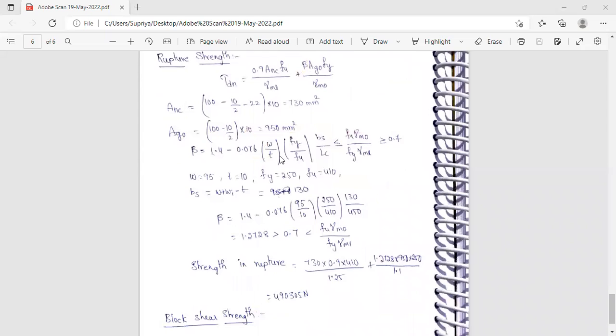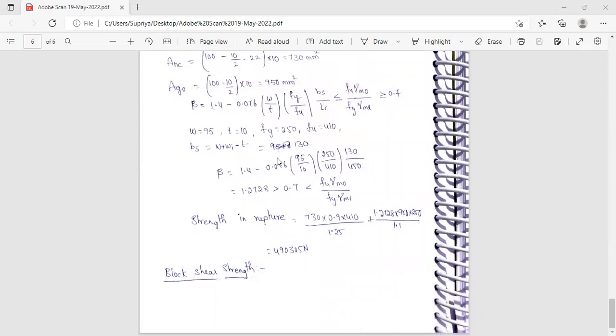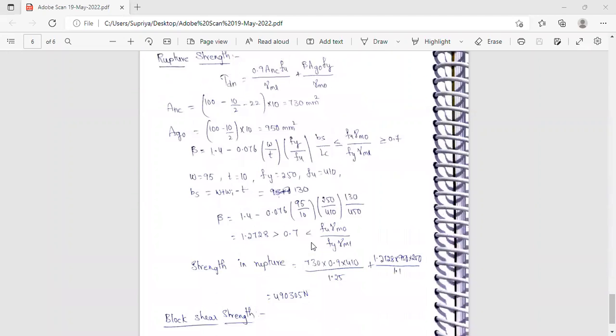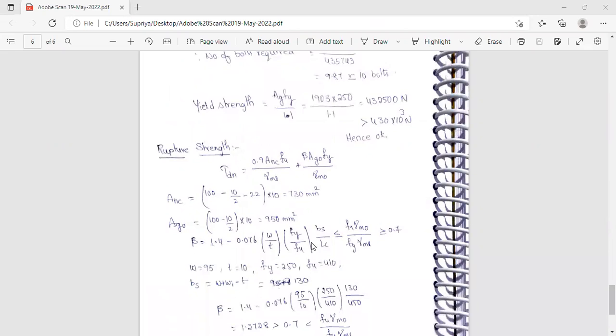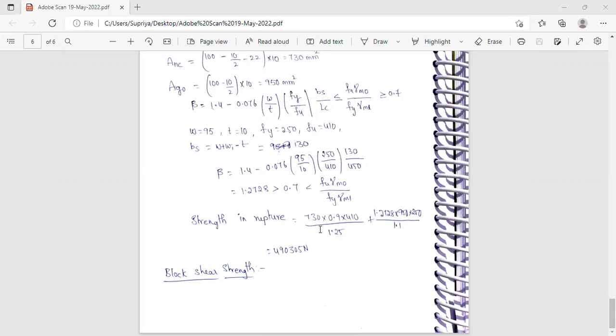Okay, so after calculating, we will get the strength in rupture, and strength in rupture must be greater than the incoming load. What is the incoming load? 430 kilonewtons, and strength in rupture is 490 kilonewtons. So which is greater than 430 kilonewtons. So the connection is safe against the rupture of the critical section also. Okay, in the same way we have to check for the block shear strength.